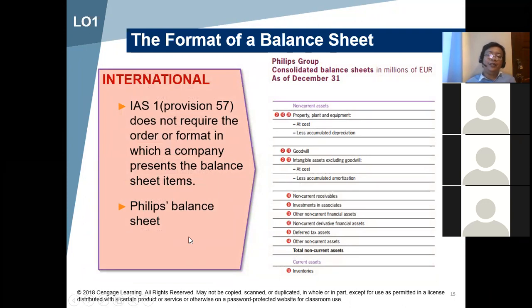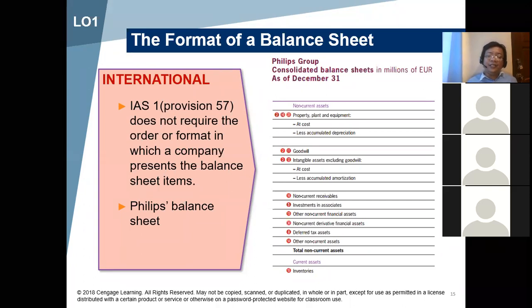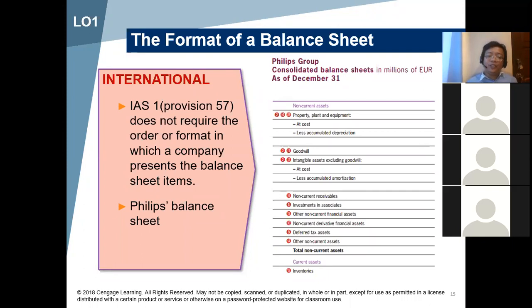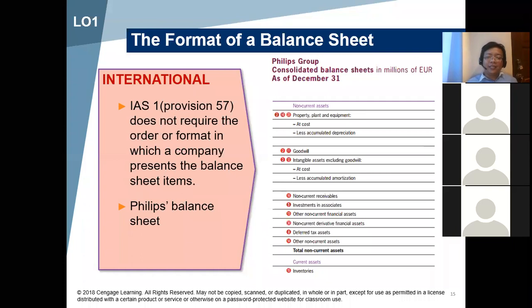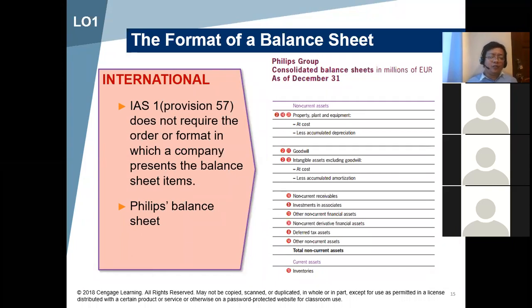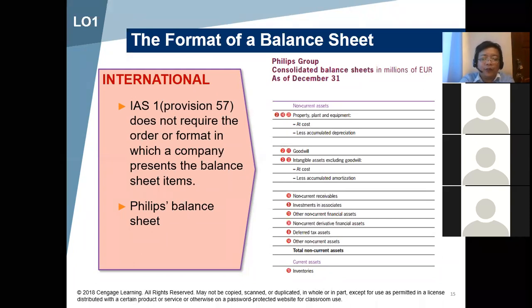This is Nicole's question earlier. All right. Internationally, yes. In the Philippines, provision number 57 does not require the order or format in which the company presents the balance sheet items. So there is no format in terms of reporting, whether by liquidity or by solvency. Yes, you're right, Nicole. So you can do that. But of course, because of the practice here in the Philippines, the current and non-current come first. Then, in terms of the current, it is based on liquidity. Take note of this, Philip group. Which comes first? Non-current, right? Followed by the current assets. So in your example, Nicole, yes, you can do that. There's no format on that.